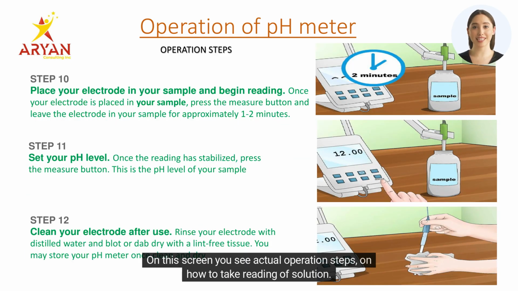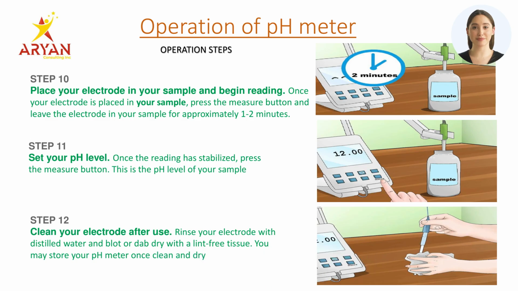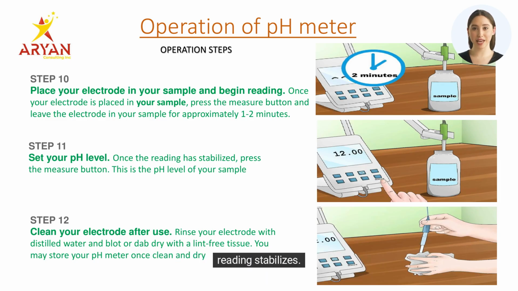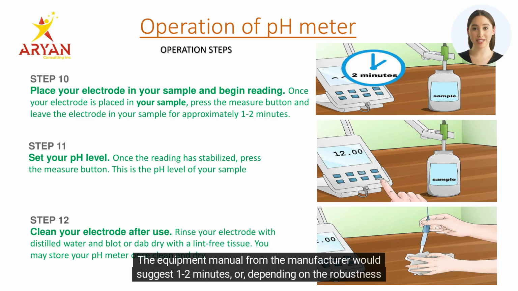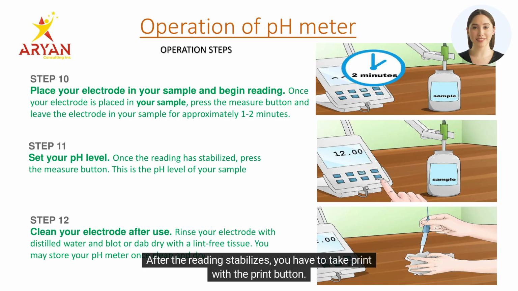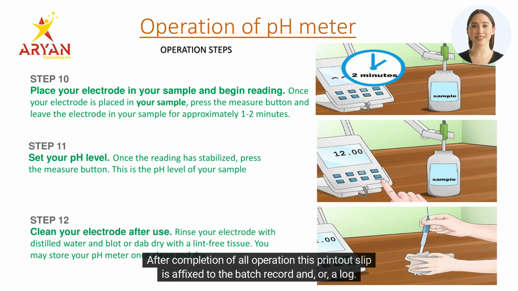On this screen you see the actual operation steps on how to take a reading of a solution. Before you take the reading of a solution, you have to leave the probe or electrode in the solution until the reading stabilizes. The equipment manual from the manufacturer would suggest 1 to 2 minutes, depending on the robustness of the pH meter. After the reading stabilizes, you have to take a printout with the print button. After completion of all operations, this printout slip is affixed to the batch record and/or a log.